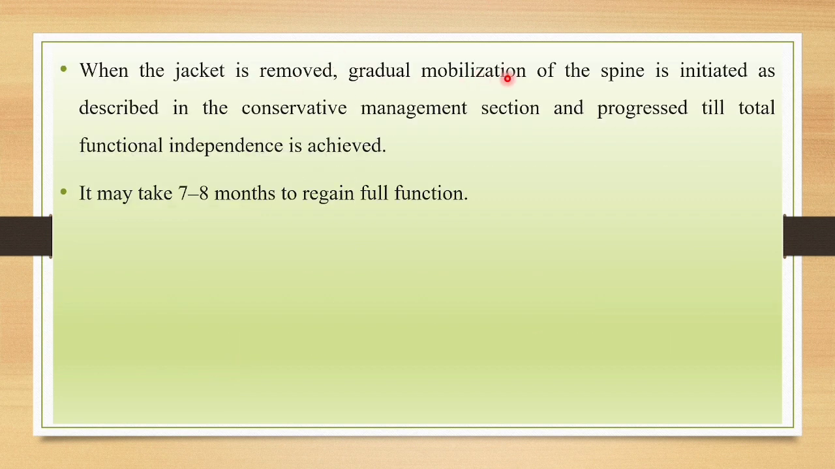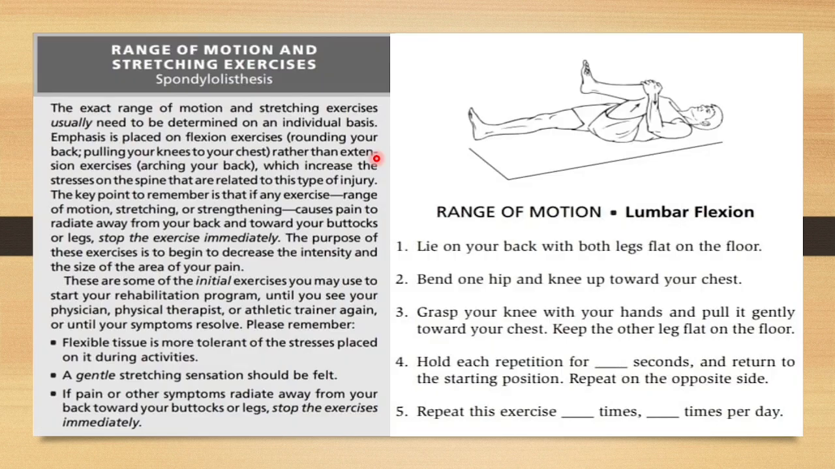When the jacket is removed, gradual mobilization of the spine is initiated as described in the conservative management section and progresses until total functional independence is achieved. It may take up to 7 to 8 months to regain the full function of your spine after your surgery. So these are the different exercises which will be given for spondylolisthesis conditions.